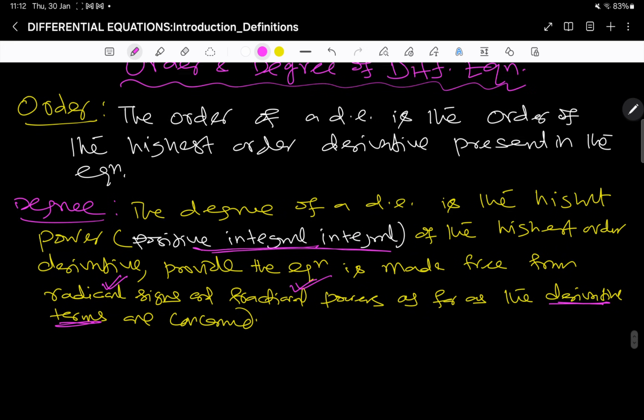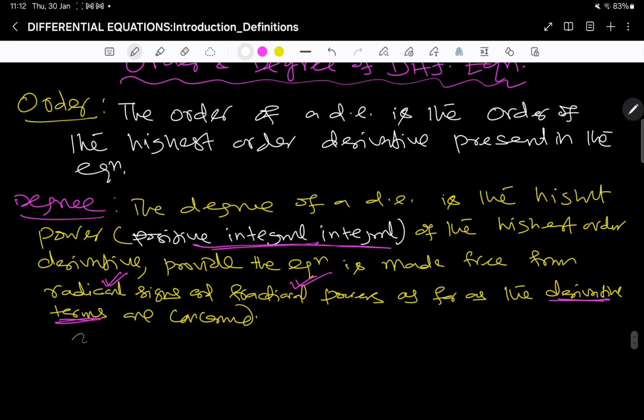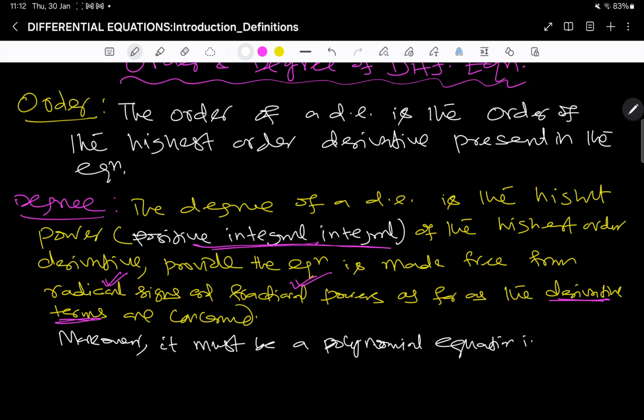Okay, moreover we say it must be a polynomial equation in derivatives. Okay, so now coming to some examples.